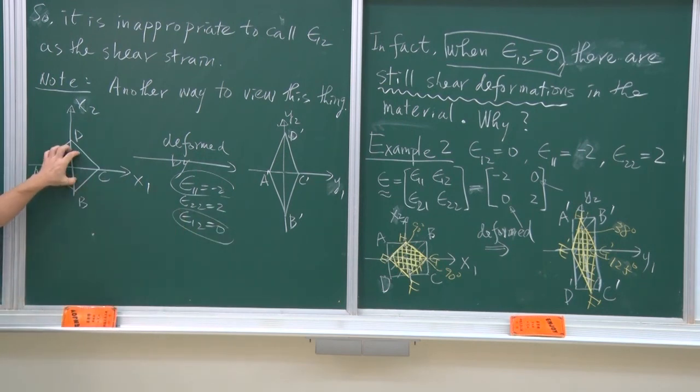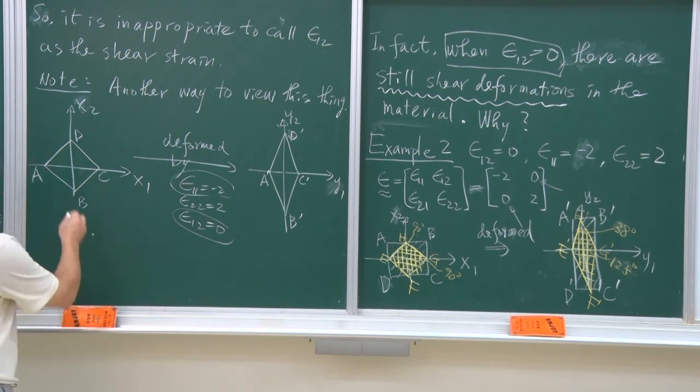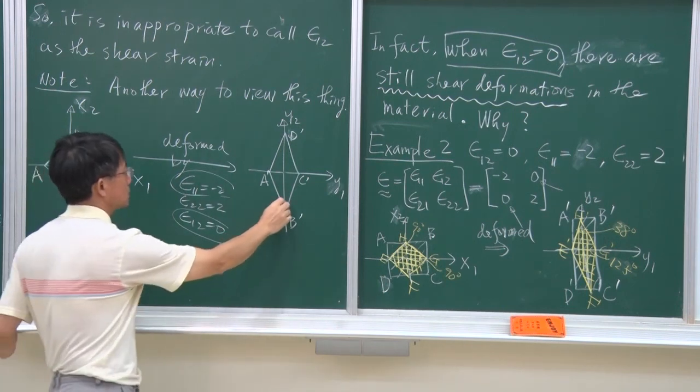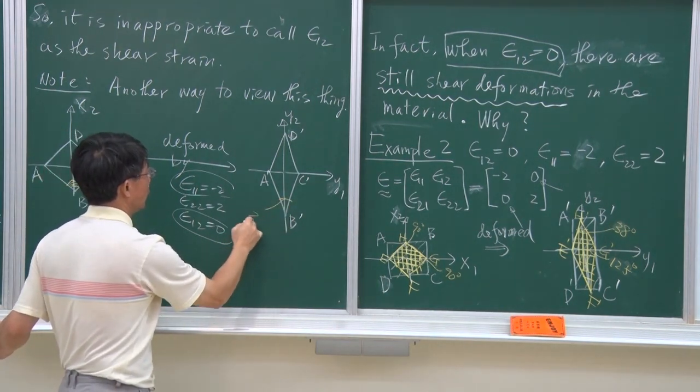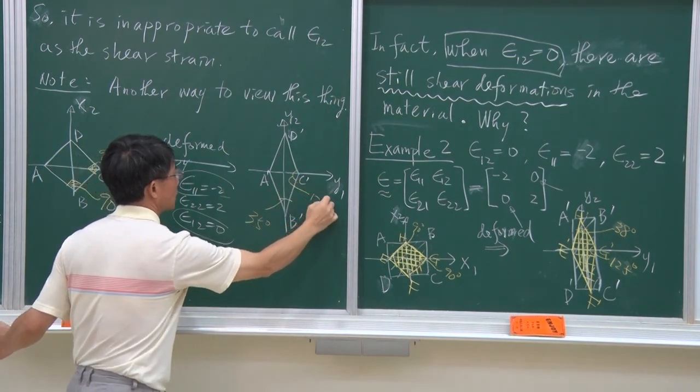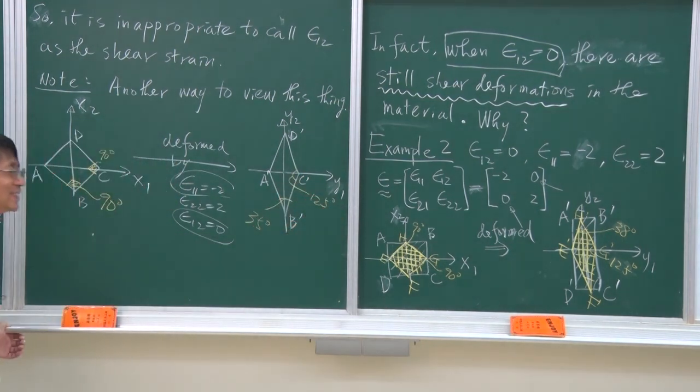And then in this picture, we have 90 degrees, and now it is maybe 45 degrees, something, I don't know, 125 degrees, something like this. Okay, of course we have the shear deformation. It's clear. Okay.